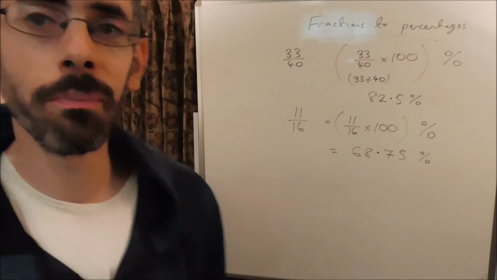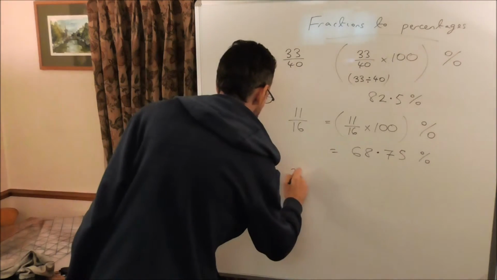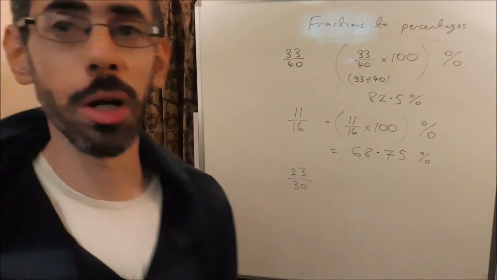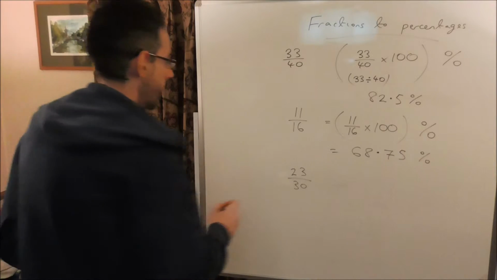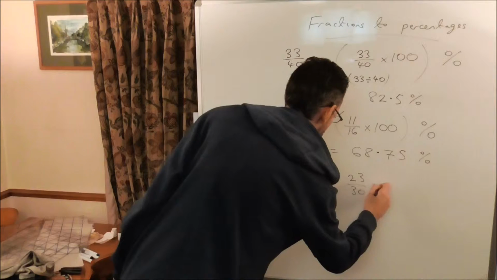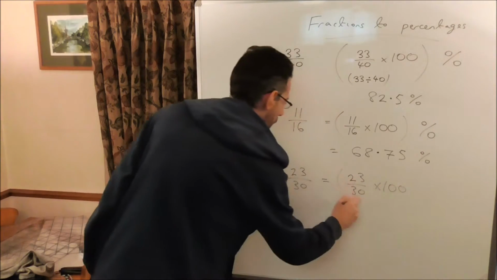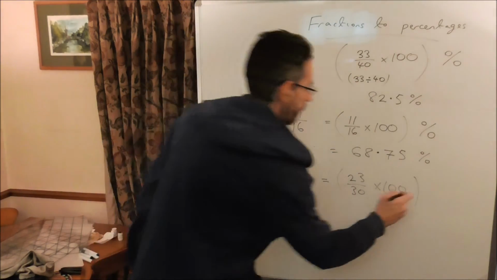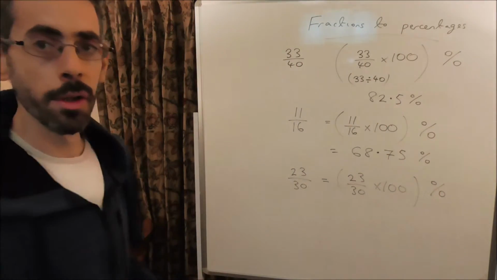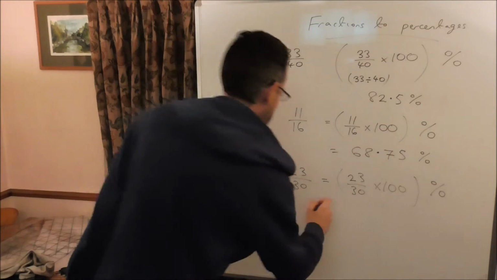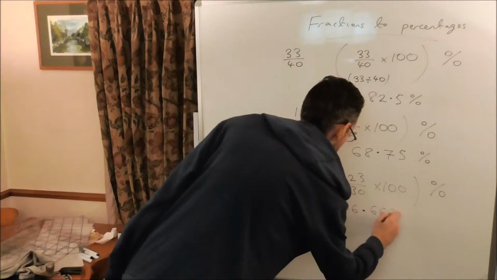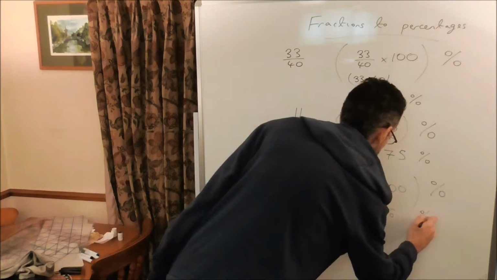Right, let's just do one more. Let's change 23 over 30 into a percentage. Again, 30 doesn't go into 100, so let's use this method. You just multiply the whole fraction by 100, so 23 over 30 times 100. And again, whatever number you get on your calculator, it'll be that percentage. So if you do 23 over 30 times 100, that's a recurring decimal, you should get 76.6 recurring, 666. That's your percentage.